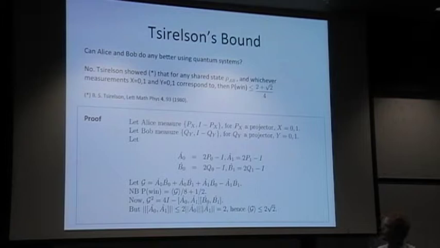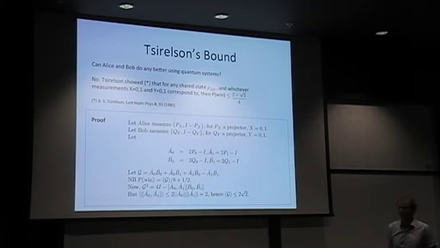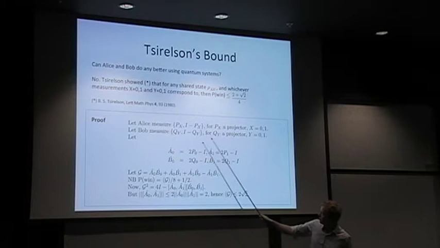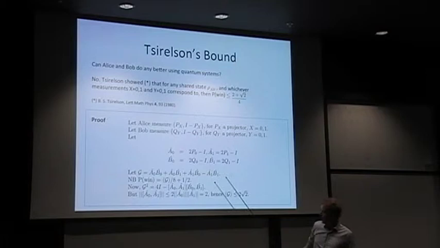It turns out it's easier to change variables slightly so that outcomes are associated with values 1 and minus 1 rather than 0 and 1. So suppose Alice's measurement is like this, P_x for a projector, I minus P_x for the other outcome. Here's Bob's measurement, Q_y, and I minus Q_y for the other outcome. And of course x and y take values 0 and 1. Define operators A0, A1, B0, B1. For example, A0 is 2 times the projector P0 minus the identity. So each of those has eigenvalues 1 and minus 1. And consider this quantity here.